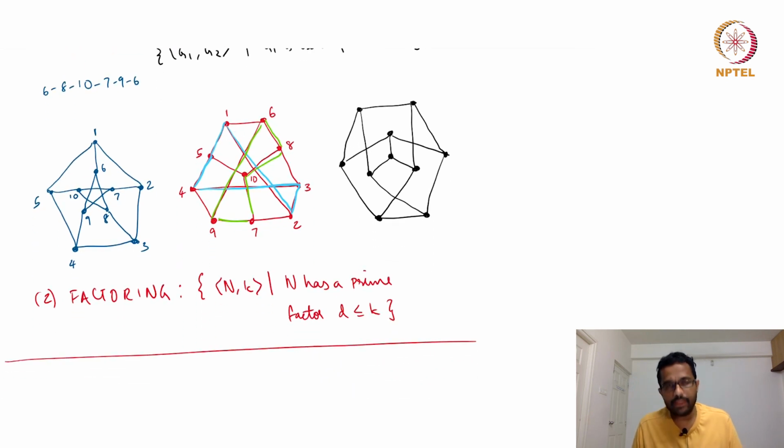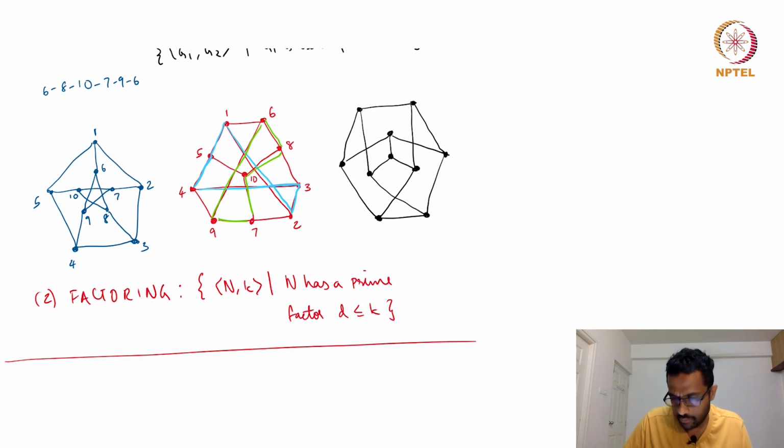Another problem that is believed to be NP intermediate is factoring, right? Factoring is the problem, given a number, of factoring the number into prime factors. That is not a decision version of the problem, but there are maybe more than one way to write a decision version. One such way is to write it like this: n comma k, where capital N has a prime factor that is at most k. In other words, we are asking, does number n have a prime factor smaller than k?